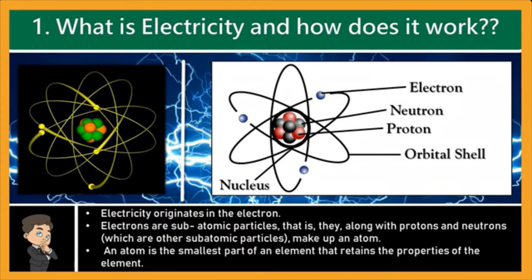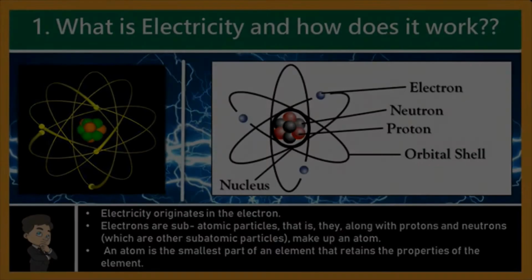What is electricity? Electricity originates in the smallest of subatomic particles, the electron. Most of our viewers already know what an electron is, but for those who don't, we'll give a brief explanation. Electrons are subatomic particles, that is, they, along with protons and neutrons, which are other subatomic particles, make up an atom. An atom is the smallest part of an element that retains the properties of the element.